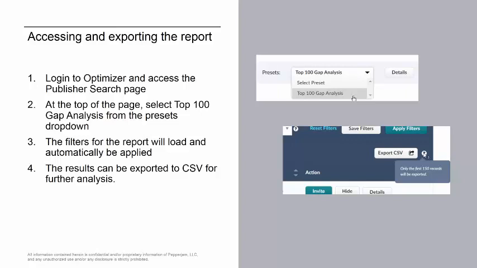Once the results load, you can either go through on screen and evaluate the gaps that you see, or another handy feature that we have added is the ability to export these results to CSV. All of the columns that you see on screen are now exportable. And that's not limited to the gap analysis report. You can actually export the first 150 results of any search you run in Optimizer now.